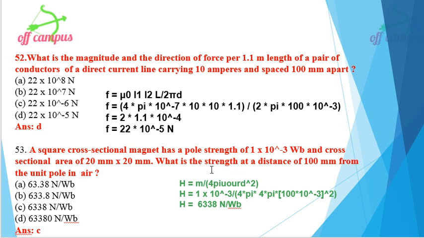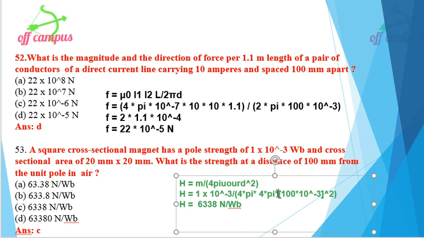What is the formula? H equal to m divided by 4 pi mu naught mu r d squared. By substituting all values we will find the answer. H equal to m, which is the magnet pole strength, 1 into 10 power minus 3, divided by 4 into pi. What is mu naught? We know the constant value, 4 into pi into 10 power minus 7.